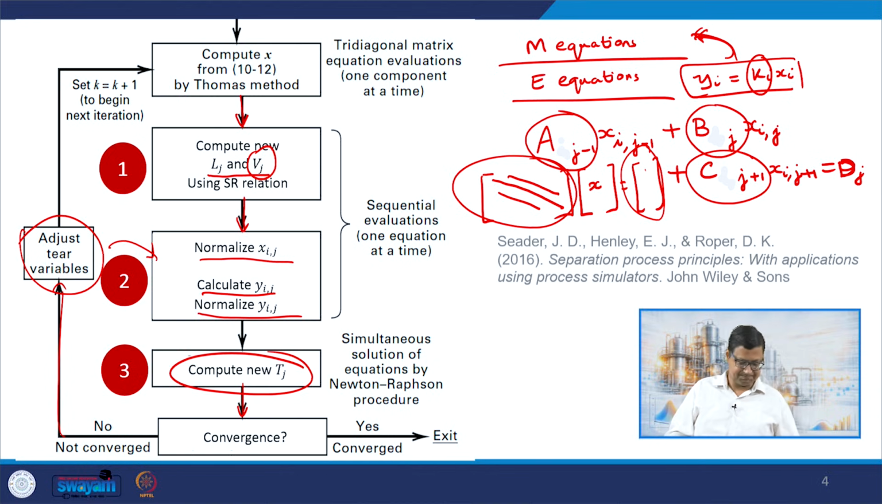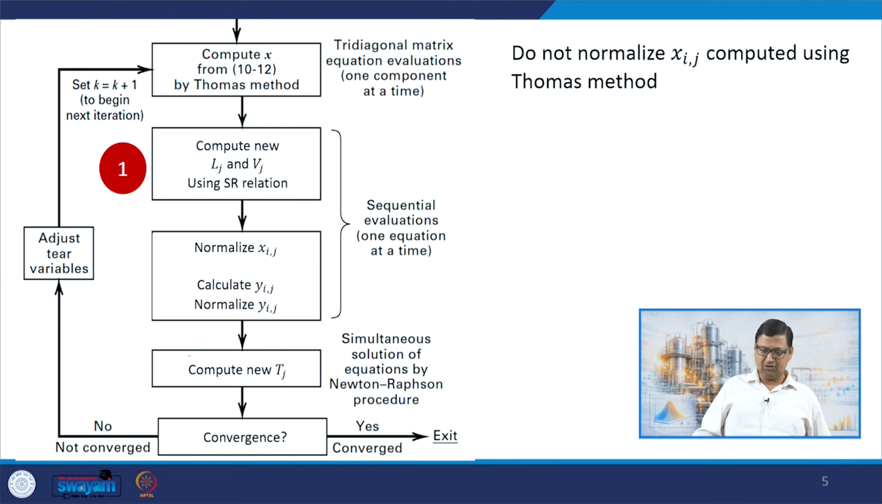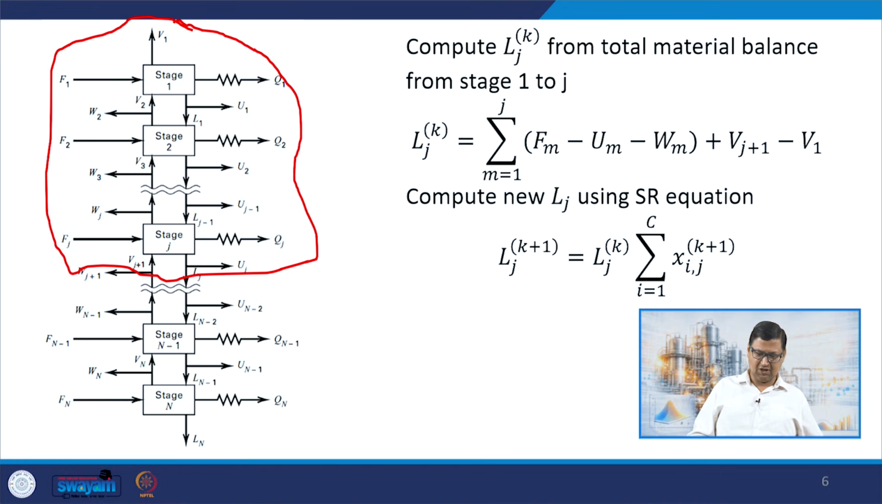but the arithmetic is going to be different for the SR method. So what we are going to do first is, once we compute this x, we are going to not normalize it immediately. What we are going to do is the following. We are going to do a material balance from stage 1 to j, and as we have shown earlier, I can compute the liquid molar flow rates from there, right?